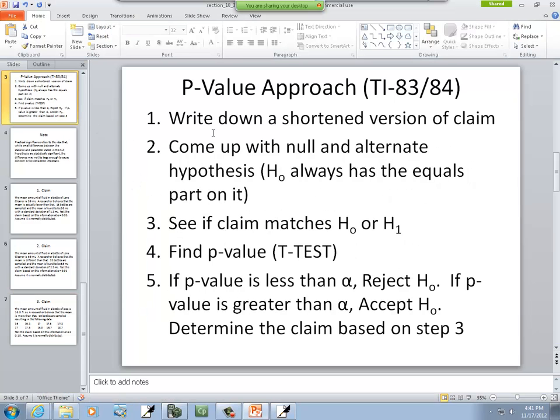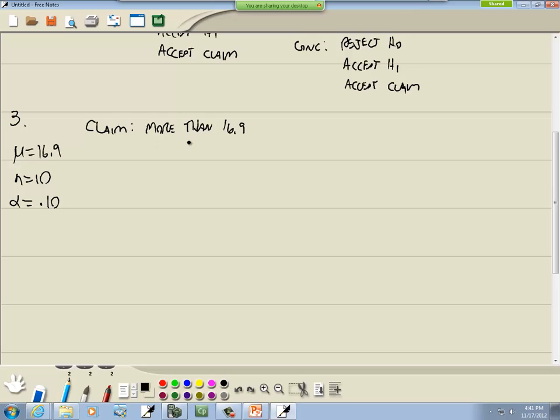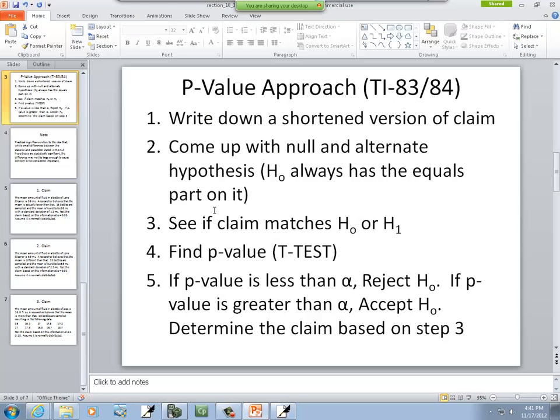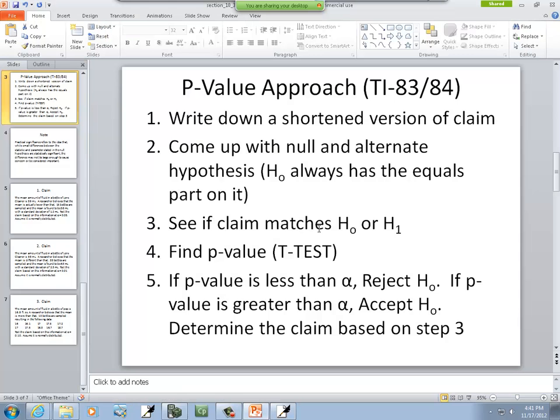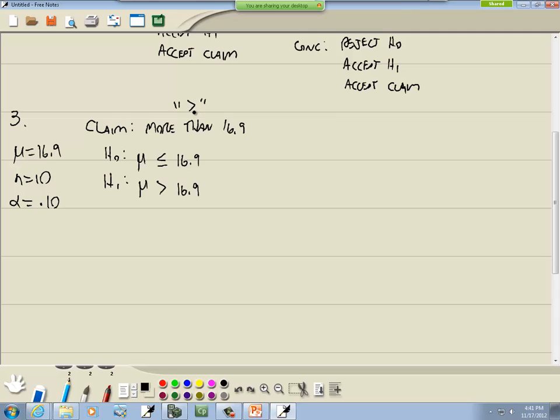Okay. Write down a shortened version of the claim. We did that. Come up with our null and alternate hypothesis. More than implies a greater than symbol. And these are mu's. Now greater than goes here, and this has to be less than or equal to. These are opposites of each other. And that would be 16.9 and 16.9. Step 3, see which one it matches. This is a greater than, here's a greater than, so it matches H1.